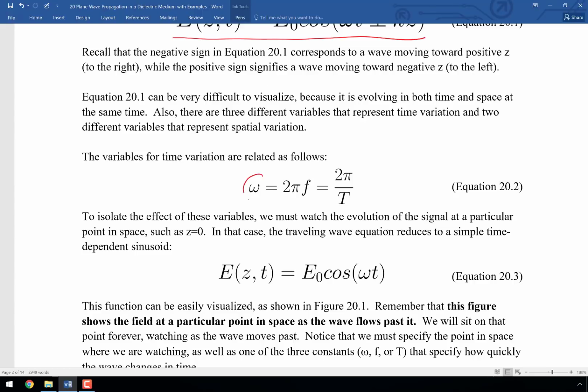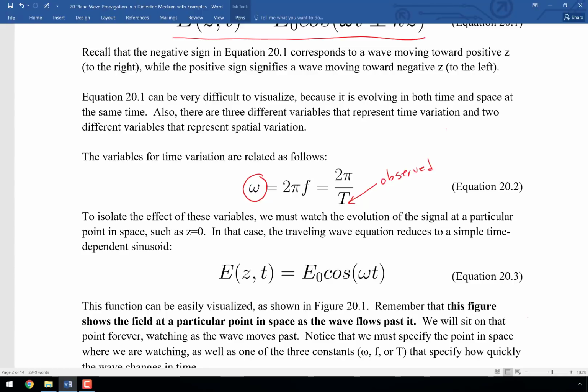Typically, omega is the most useful of these when we're working with equations, but it's also the hardest of them to recognize. It's the hardest one to see. We can actually directly observe the period, and then typically we're going to need to calculate omega from observing T, or I guess you could observe f if you had the right equipment.